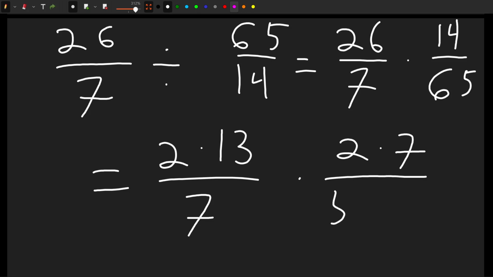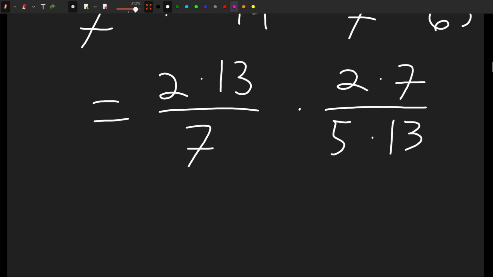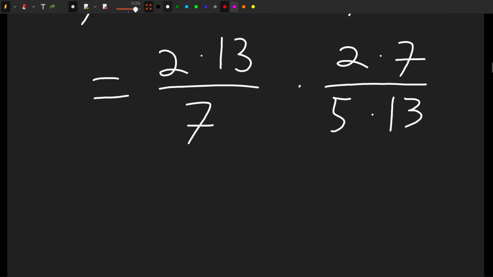65 has prime factorization 5 times 13. And so if you didn't know that, you wouldn't see that the 13 can cancel out. And so now we can cancel out a 13 on the top, a 13 on the bottom, and a 7 on the top and the 7 on the bottom. Again, we can't cancel out the 2's since they're both in the numerator.